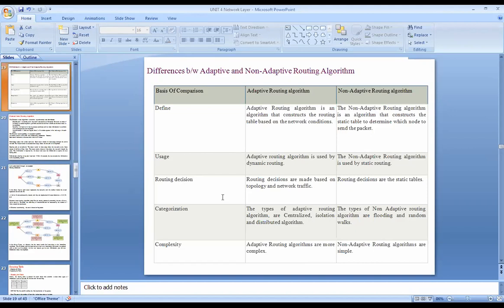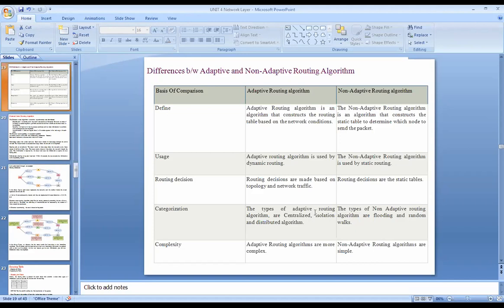Who is going to make the decisions? In adaptive routing, decisions are made based on the topology and network traffic, and in non-adaptive routing, decisions are made statically. We can implement all the topologies in adaptive routing, so there are options. But here there is no option. Only one topology we can use, so in that topology itself the traffic will become more.